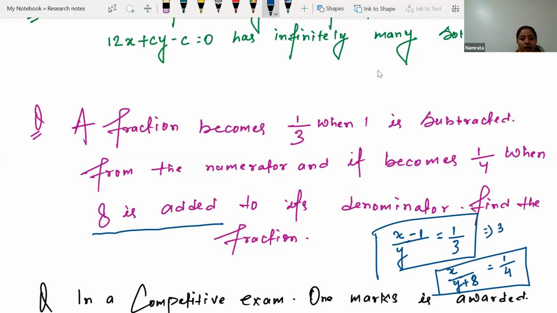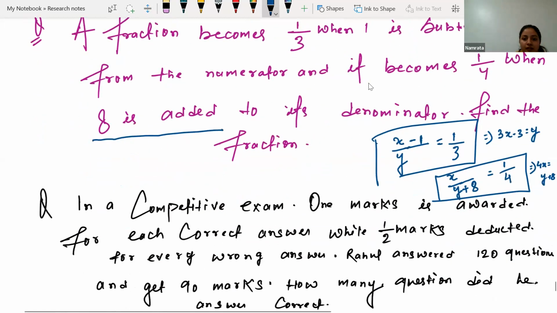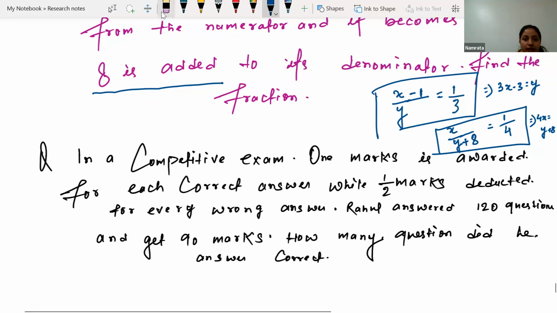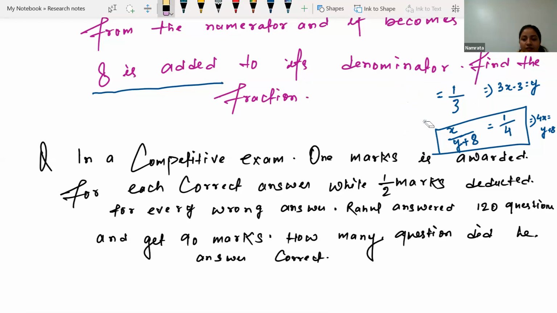From the first equation, we get 3x minus 3 equals y. From the second equation, we get 4x equals y plus 8. Now, either by the method of substitution or elimination, we have to solve it. We can apply the method of substitution here directly. Are you getting it, Arya? Yes. So, finish this one. And the other one also, if possible, take a screenshot or write it down and try it at home. Okay, this one as homework. Okay, Arya? Yes.